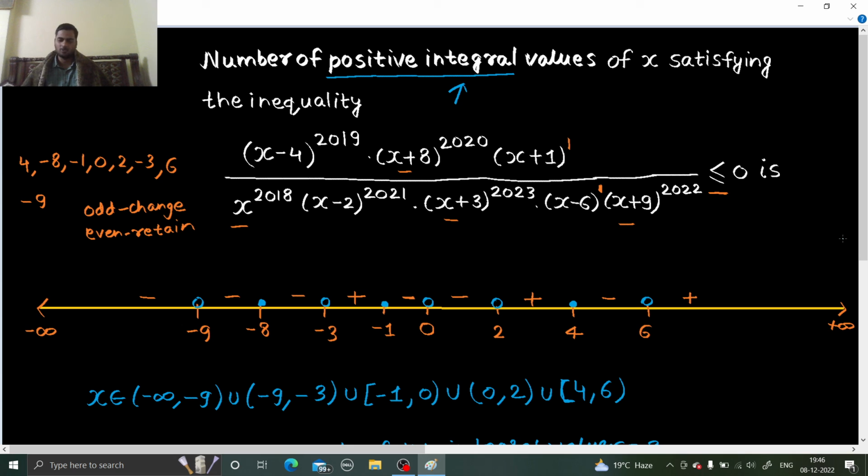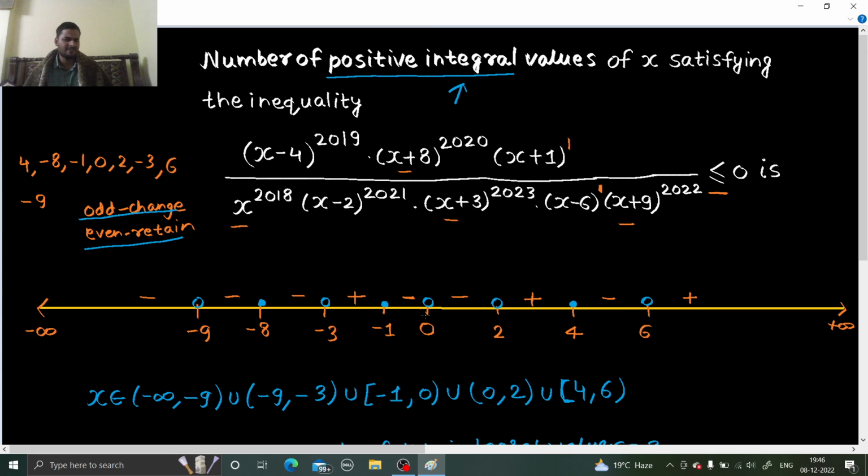Okay, how to mark the sign: whenever you are crossing any critical point, go back to your inequality and see which bracket that critical point belongs to. Whichever bracket it belongs to, check its power. If that power is odd, change the sign. If that power is even, retain the sign, that means the same sign continues.